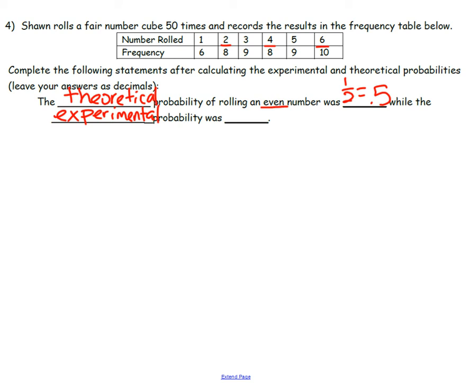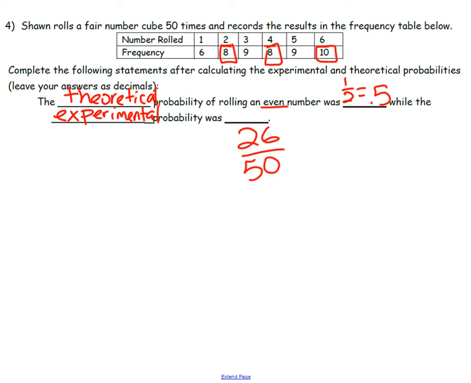And then the experimental probability is how many times those results actually happened. So how many times did we roll an even number? 26. How did we get that? We add up the frequencies. We wanted a 2, a 4, or a 6, so we add up the number of times we got a 2, plus the number of times we got a 4, plus the number of times we got a 6, which is 26. It's not the even number of frequencies, it's the even numbers on the cube. So 26 out of 50.